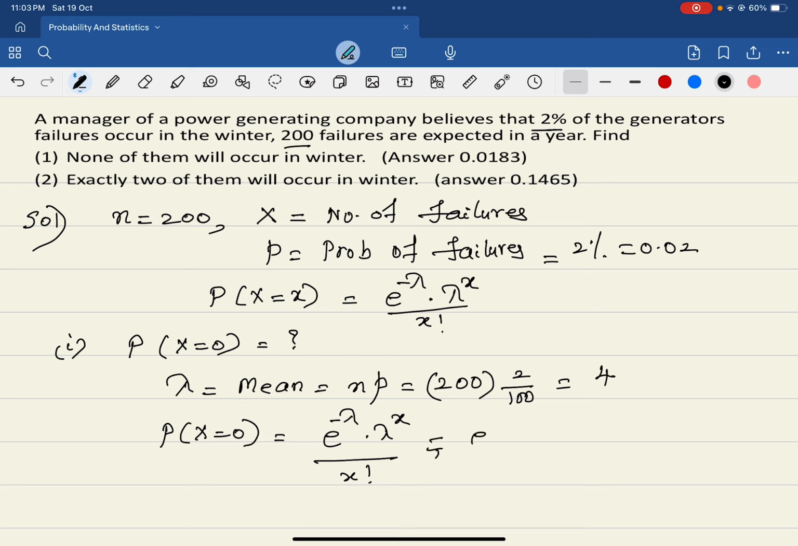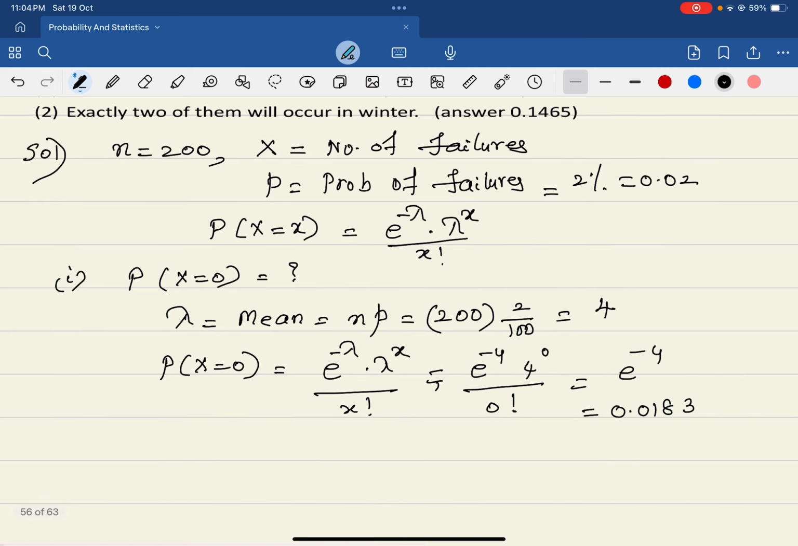So that is given by e power minus 4 times 4 to the power of 0 by 0 factorial. So that gives you what? E raised to minus 4. So what is the value of e power minus 4? It is 0.0183. You can use your calculator to get the solution for this.